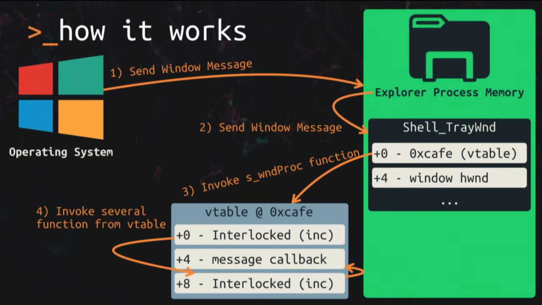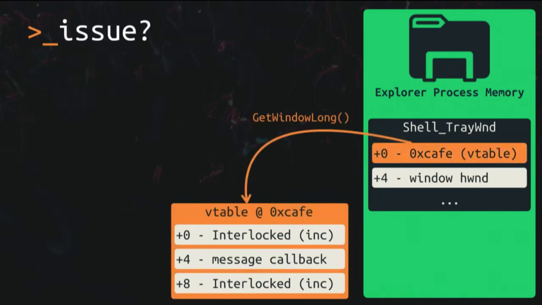First, the operating system will send messages to your Explorer. Secondly, Explorer fetches the vtable from that data. Finally, Explorer invokes the callback functions on the vtable. And you will say, what's the problem? It seems very normal. So what's the problem? The problem is how Explorer fetches the vtable, because we know Explorer will invoke the callback function from the vtable.